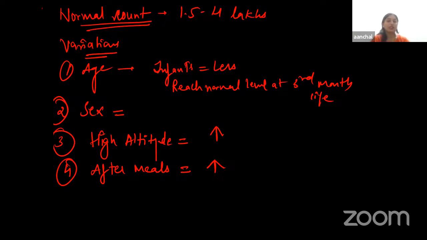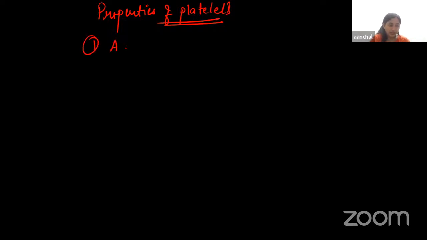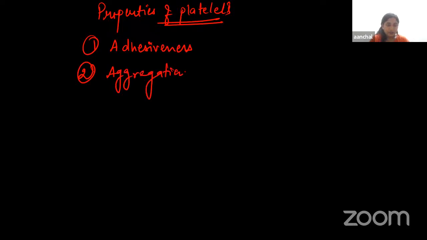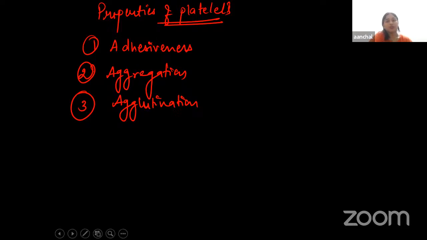Okay, now next we're going to discuss the major properties of platelets. Platelets show three very important properties. First, we have adhesiveness. Second, we have aggregation. And last, we have agglutination. So please remember all these properties, because they are going to play a very important role in the process of hemostasis also.